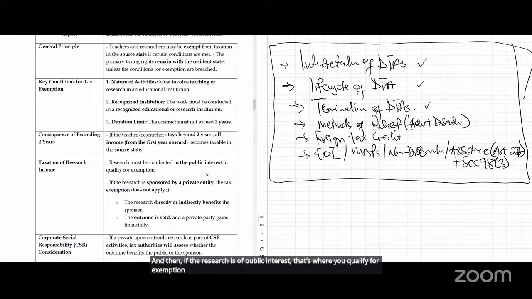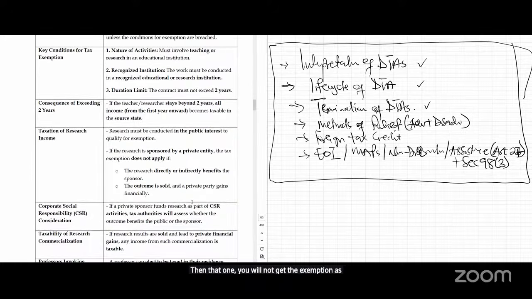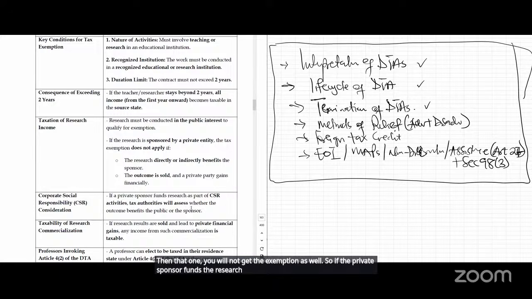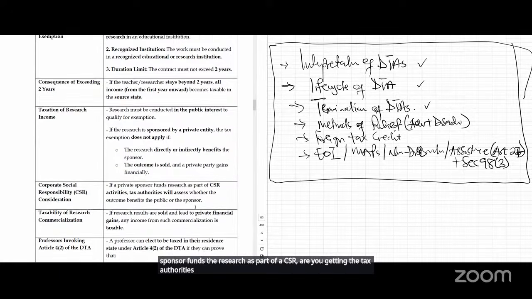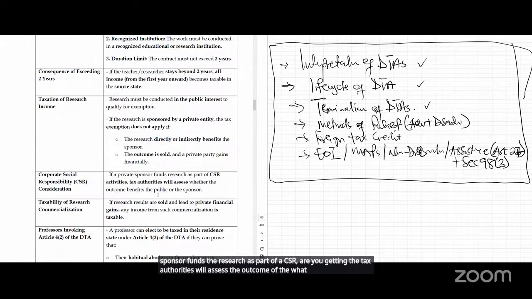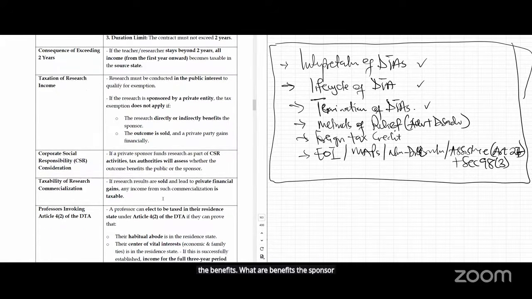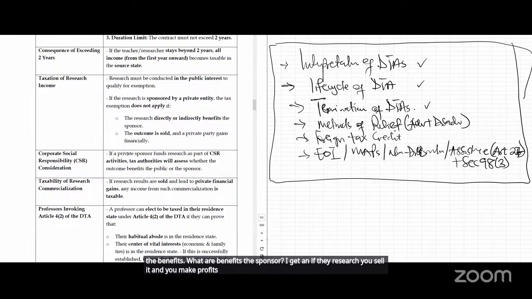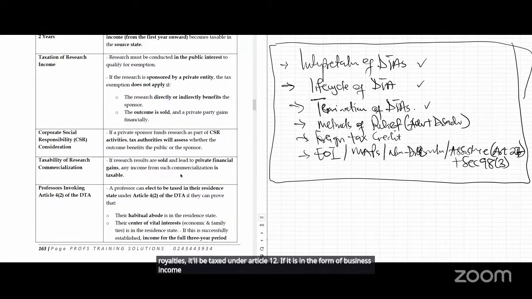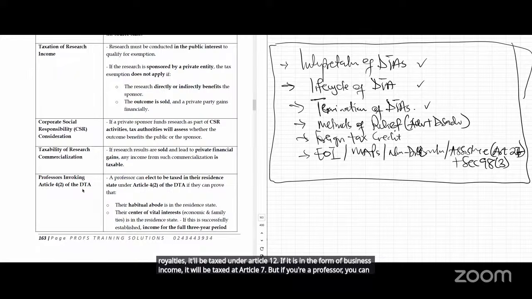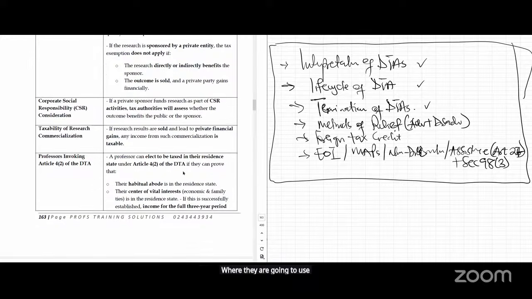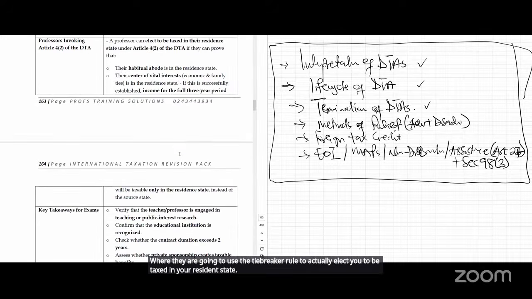But if the research is sponsored by a private entity, then the exemption will not apply if the research directly benefits that sponsor, and the outcome is sold and you gain financially. If the private sponsor funds the research as part of his CSR, the tax authorities will assess whether it benefits the sponsor. If you sell the research and make profits, that profit will be taxed. If it is in the form of royalties, it is taxed under Article 12. If it is business income, it is taxed under Article 7. But if you're a professor, you can invoke Article 4.2, where they use the tiebreaker rule to elect you to be taxed in your resident state.